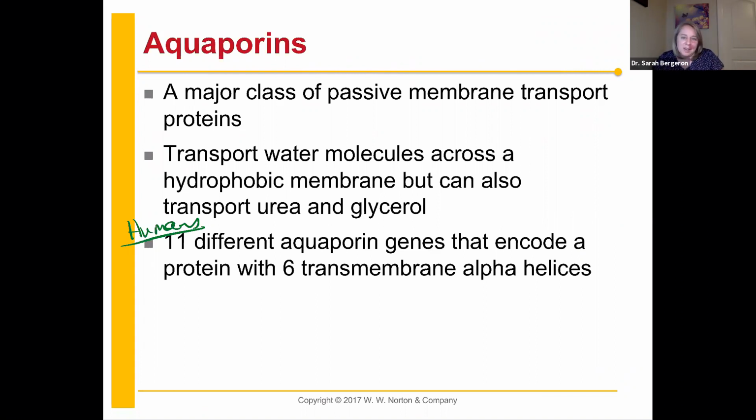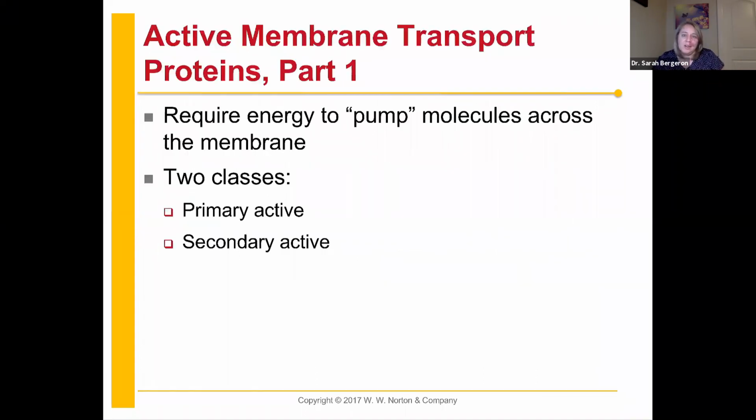That's kind of amazing. All right, so let's talk about active membrane transport proteins. So here's our jumping to our other type, right? These require energy to pump molecules across the membrane, right? So here you're going against a gradient. So there are 2 classes. There are primary active membrane transport proteins, and then there are secondary active membrane transport proteins.